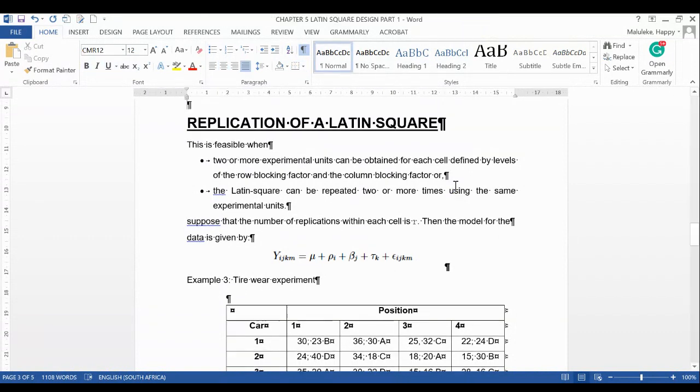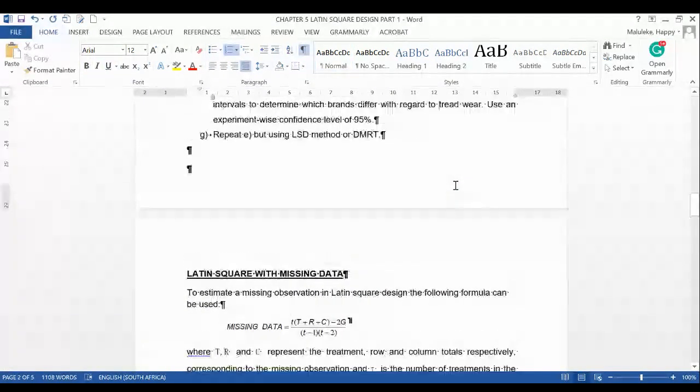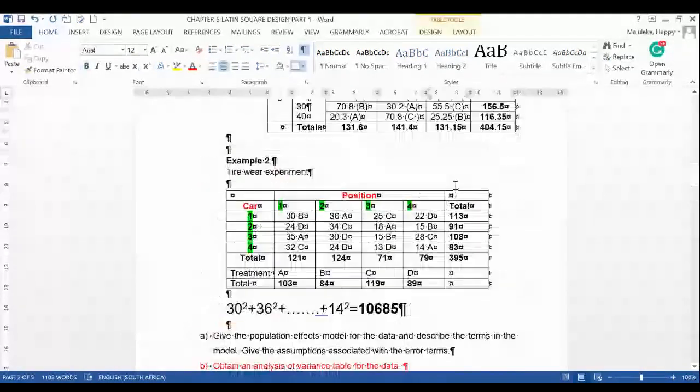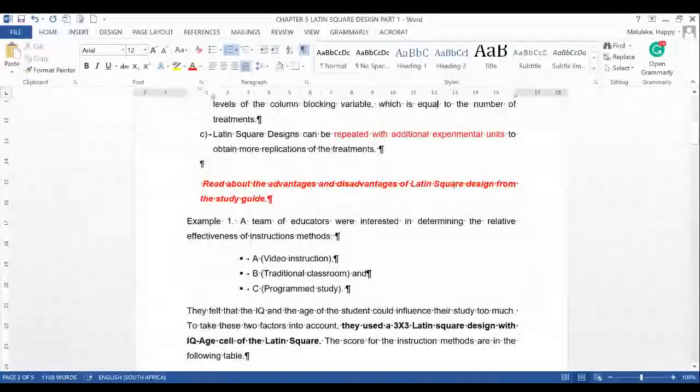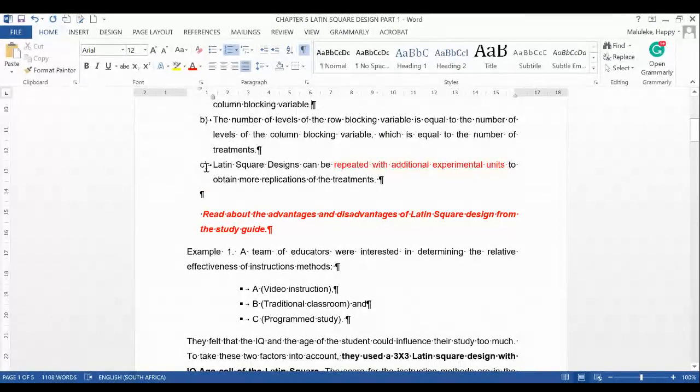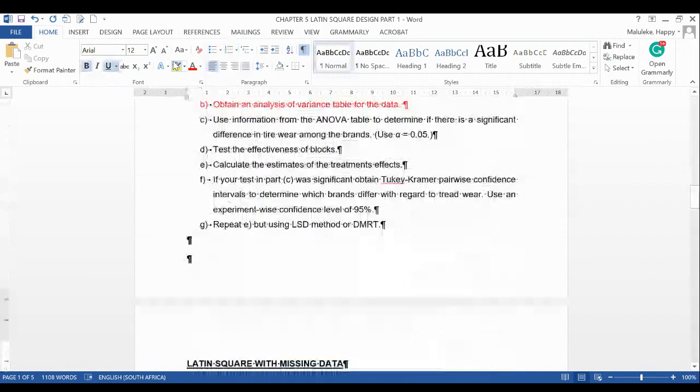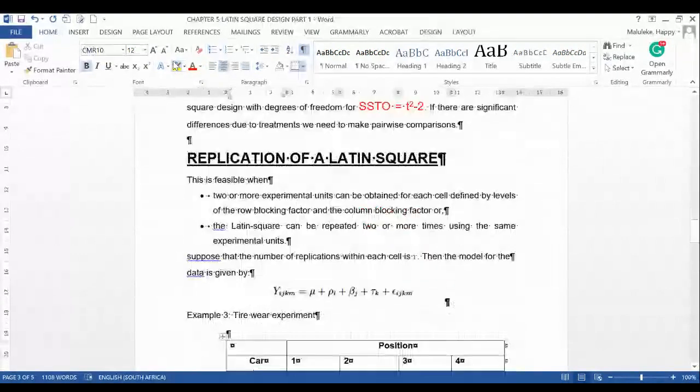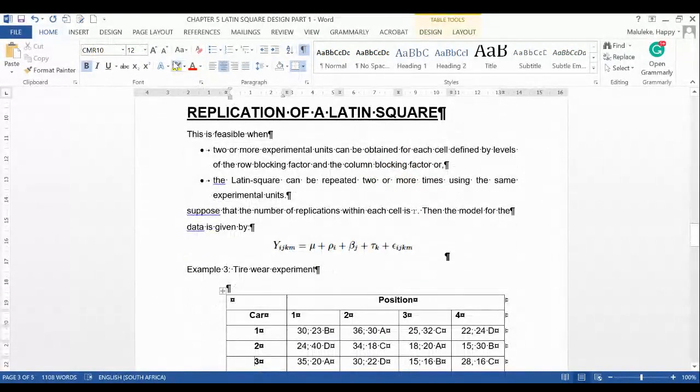Now I want to continue. You remember our third property? Let's check the third property of Latin square design, letter C. Now the next section is about this one here. Latin square design can be repeated with additional experimental units to obtain more replications of the treatment. So here's an example of a replicated Latin square, the replication of Latin square design.